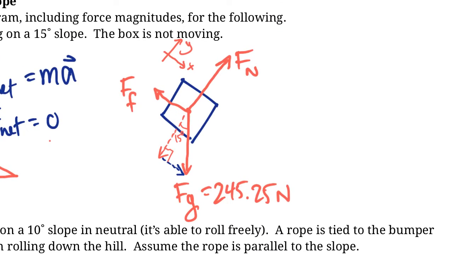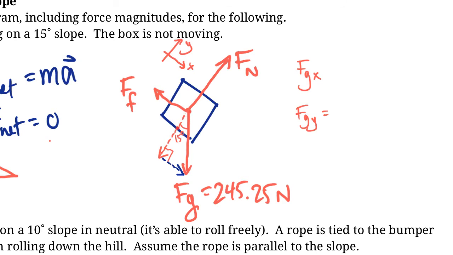We can basically separate gravity into two components, right? So we have the force of gravity in the x direction. Remember, this is the x direction. And we have the force of gravity in the y direction, which is this one. Now, in this case, the hypotenuse here is 245.25, right? So the y direction is the one that's beside the 15 degrees.